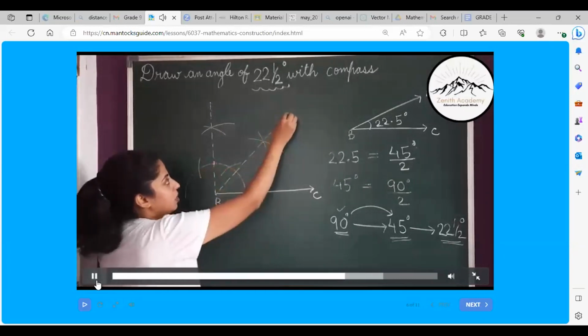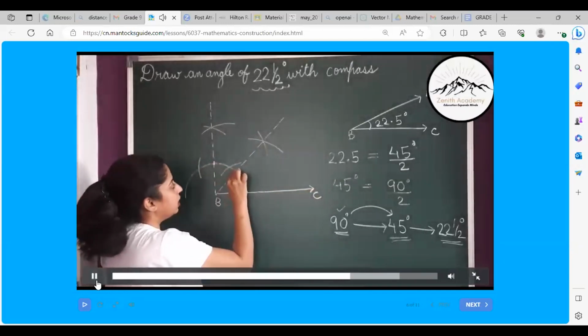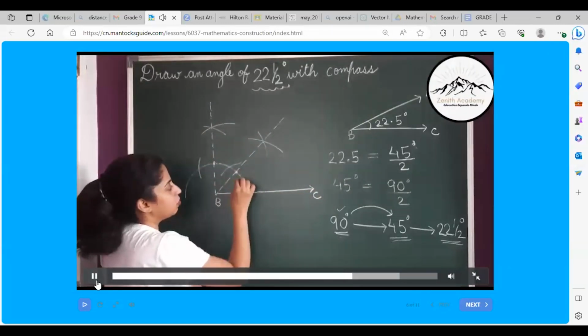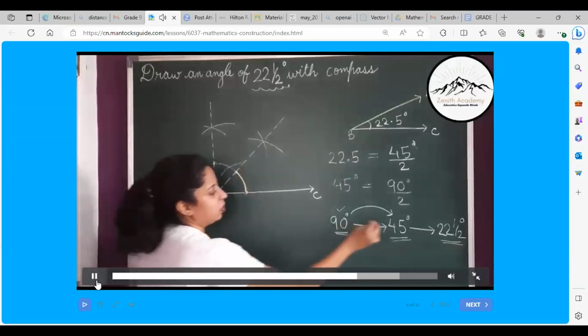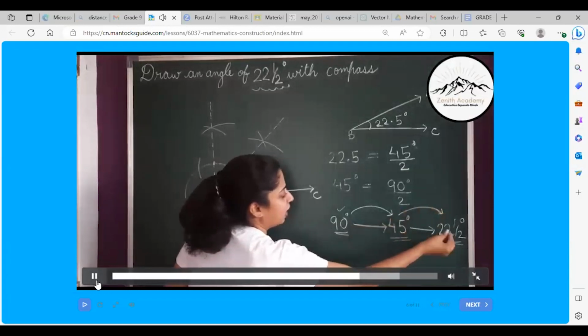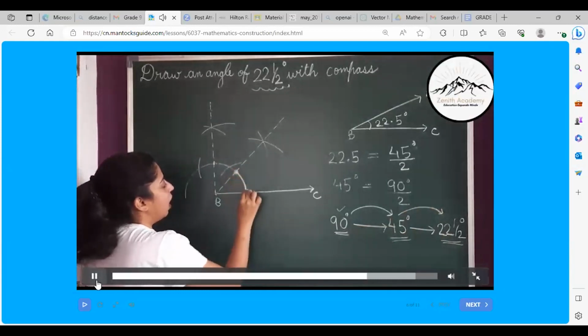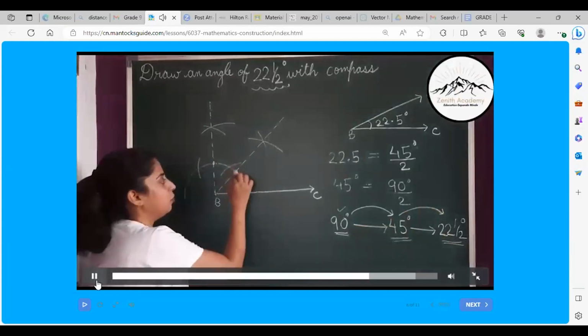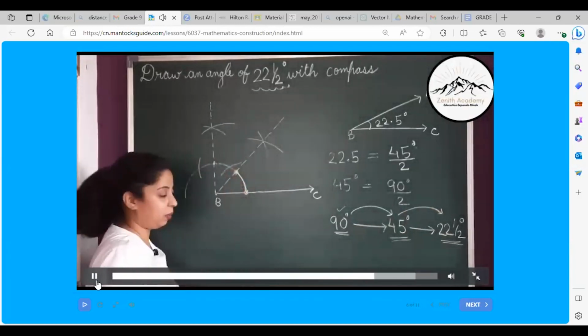Okay. So now this angle is 45 degree, correct? So we'll take this point and this point. Now we have to bisect this angle, okay, 45 degree. So if we bisect 45, we'll get 22.5. So let us bisect this part now. So we will take this point and this point. You don't have to draw like this. I am just highlighting it so that you know which point to take.